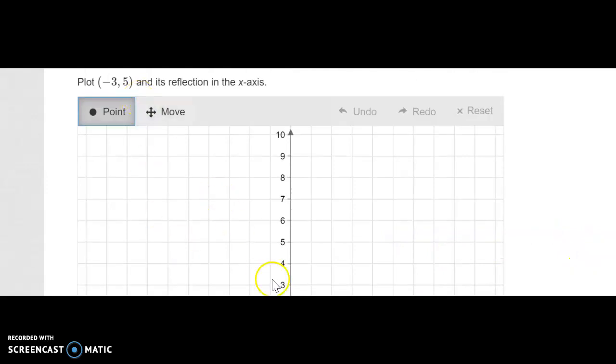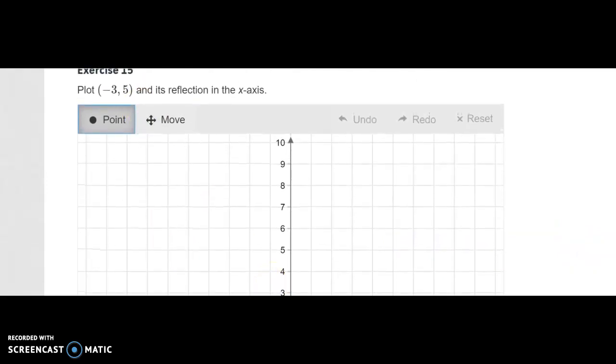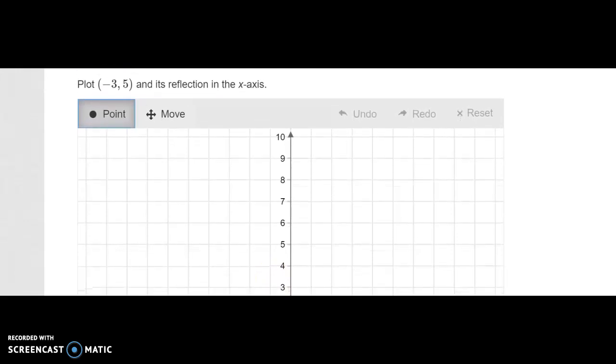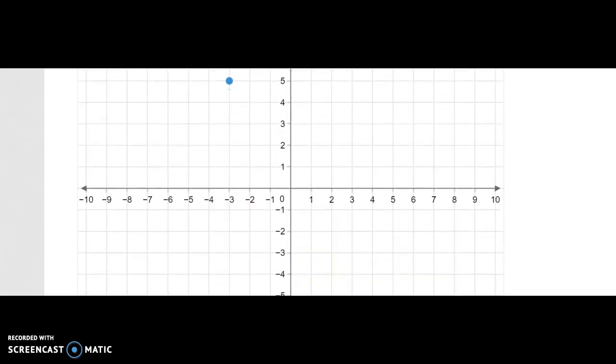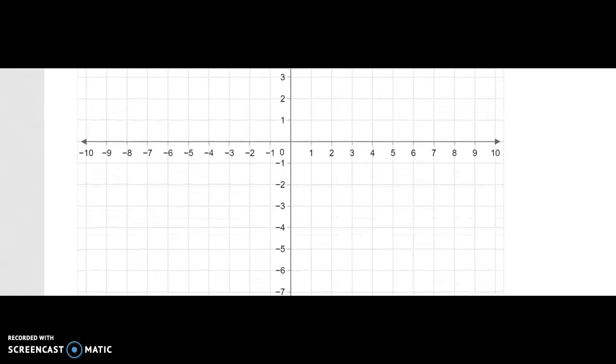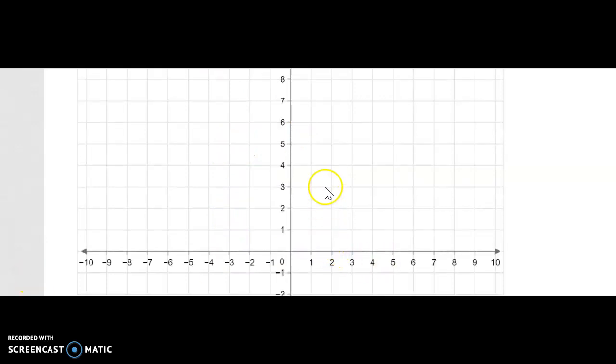Okay, so now what they want us to do is plot negative 3 and 5 and its reflection in the x-axis. So here's our negative 3, and then we're going to go up to 5. We plot that there, and then we're going to do the same thing on its x-axis, which is basically saying do the x. So we go to negative 3, and there's its reflection. So here's our 2 and our 4.